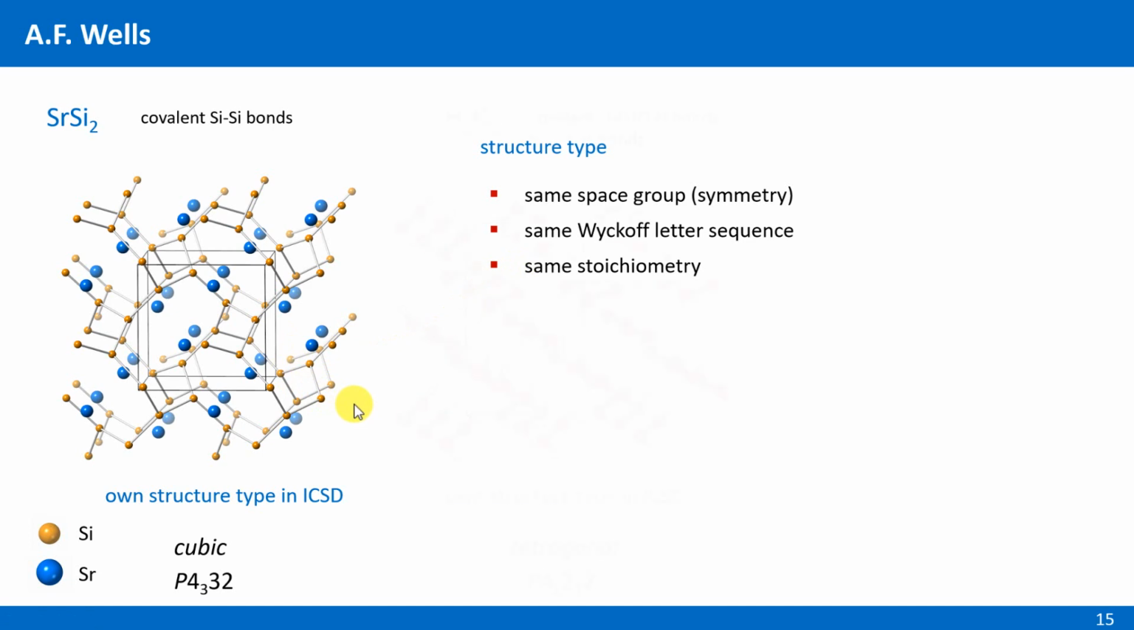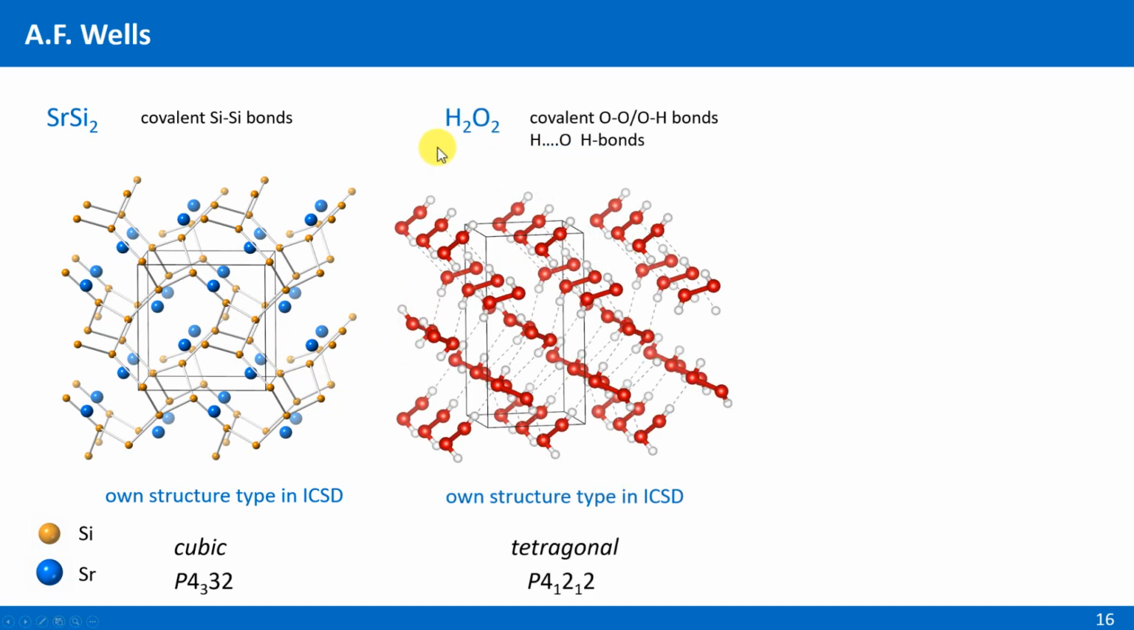Okay, another compound. This is the crystal structure of H2O2, hydrogen peroxide. We have covalent oxygen-oxygen and OH bonds, and there are additionally H bonds. It crystallizes in this tetragonal space group and again builds its own structure type in the Inorganic Crystal Structure Database, and again no other compound belongs to this structure type.